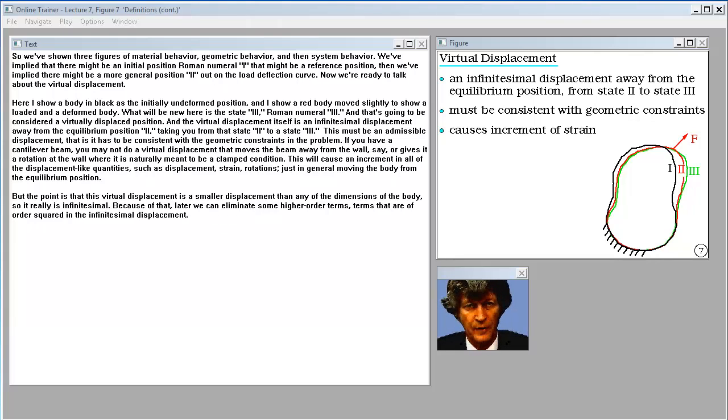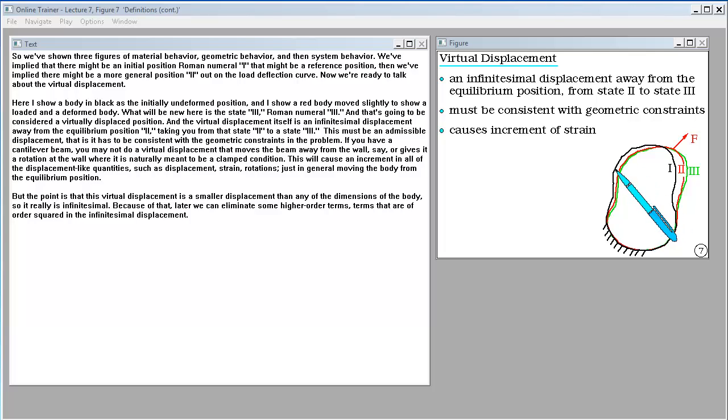So we've shown 3 figures of material behavior, geometric behavior, and then system behavior. We've implied that there might be an initial position, Roman numeral 1, that might be a reference position. Then we've implied there might be a more general position 2 out on the load deflection curve. Now we're ready to talk about the virtual displacement.